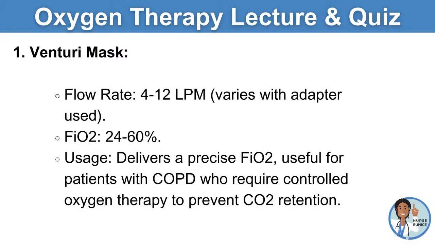The Venturi mask provides a precise FiO2 and is useful for patients with COPD who require controlled oxygen therapy to prevent CO2 retention. They can actually retain the carbon dioxide, which will make their blood acidotic. So they need oxygen. Otherwise, it's going to be displaced by something that's going to cause their bloodstream to become poisonous. We'll call that respiratory acidosis.